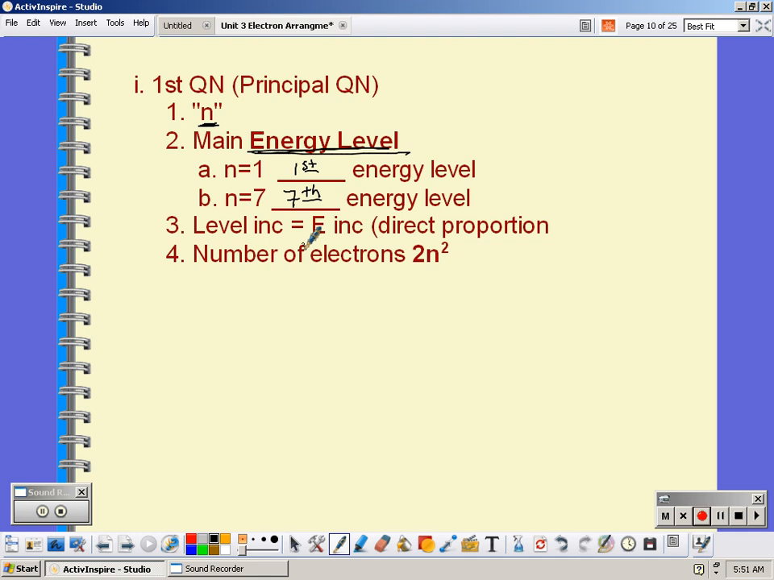To know how many electrons can go in each energy level, we use 2n squared. So if we want to know how many electrons are on the 7th energy level, we would say 7 squared times 2 would give us 98 electrons allowed in the 7th energy level.